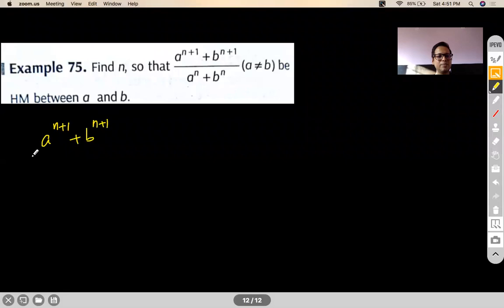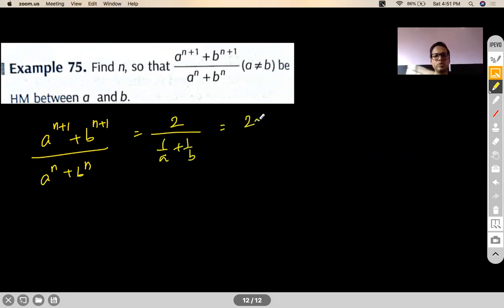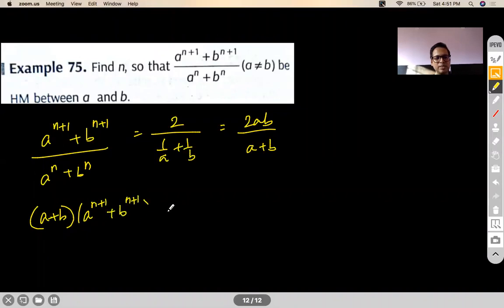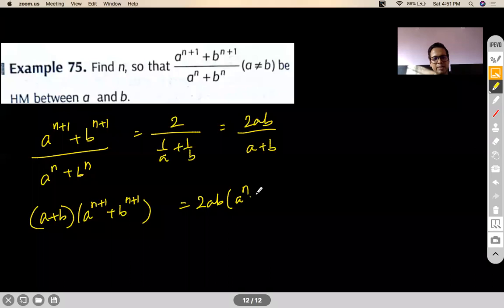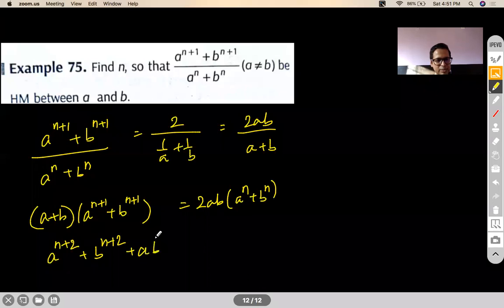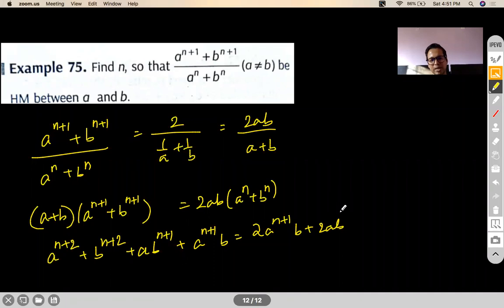So first of all, what will be the harmonic mean of A and B? We have already studied it will be nothing but 2 by (1 by A plus 1 by B), which is actually 2AB by A plus B. Okay, let's cross multiply. So (A plus B) times (A to the power n plus 1 plus B to the power n plus 1) is equal to 2AB times (A to the power n plus B to the power n). If you expand it, it becomes A to the power n plus 2, B to the power n plus 2, plus A B to the power n plus 1 and A to the power n plus 1 B. On this side, we will have A to the power n plus 1 B and A B to the power n plus 1.